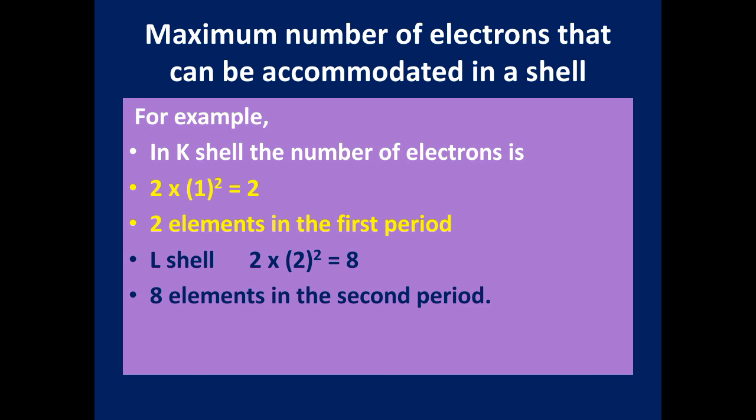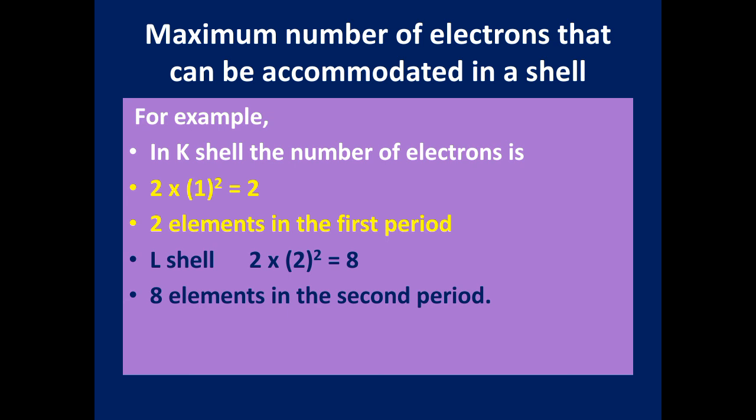For example, in the K shell, the number of electrons is 2 into 1 squared. K shell is the first shell, that's why 1 squared, and we get 2. And there are 2 elements in the first period. As you can see, how many elements are there in the first period? Only 2 elements. What are the elements? Yes, hydrogen and helium.